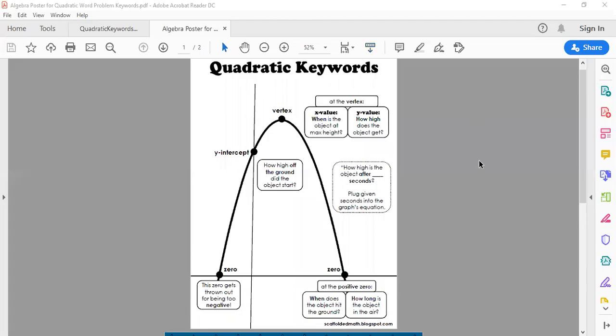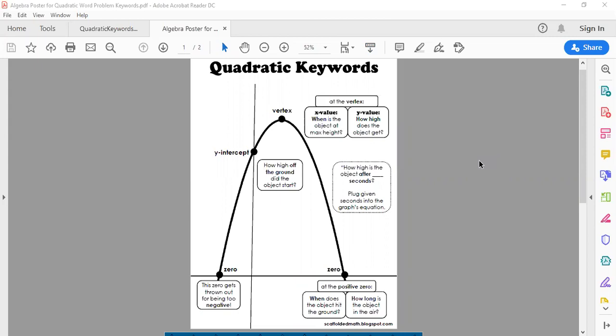So this week we're going to do some work with quadratics and word problems. Okay, so I wanted to give you this little keyword sheet to help you navigate some of those questions that you're going to be asked when you're trying to figure out certain things about a quadratic function in a real world setting.